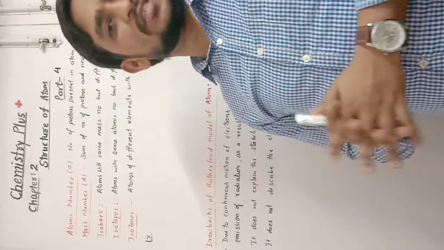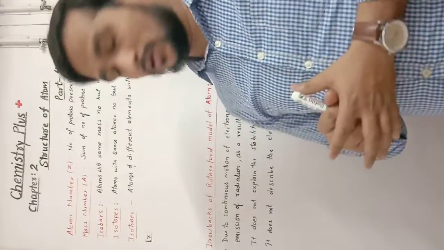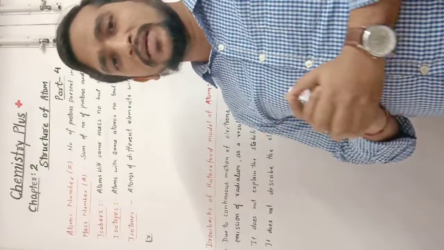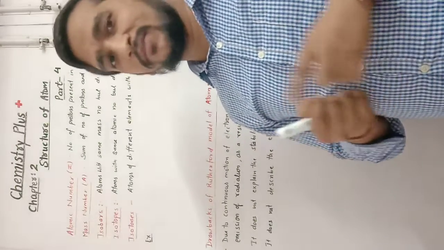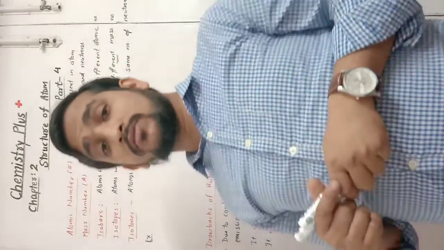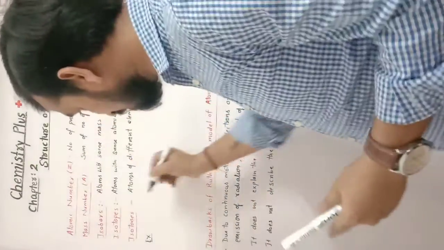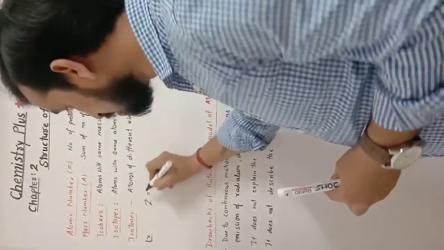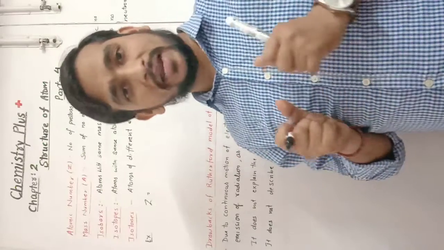In the last video we discussed the Rutherford model of atom, and we continue with that part. As we discussed about the Rutherford model of atom, it tells us about the various terms related to the atom. The very first is the atomic number. So atomic number is represented as the capital letter Z. It is defined as the number of protons present in the nucleus of an atom.